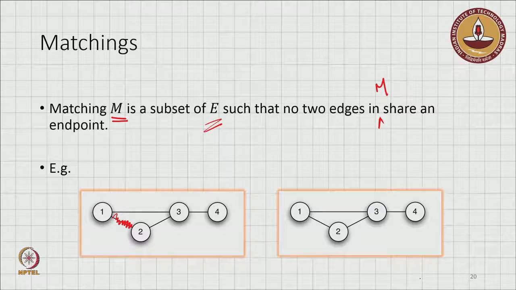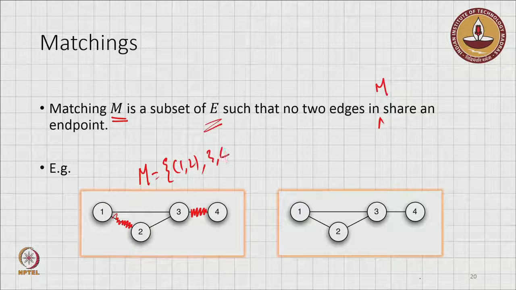So this edge and this edge. In this case, M is equal to {1,2} and {3,4}. If you think about it, why is this a matching? Well, it's a subset of the edges, and if you look at these two edges, they do not share an endpoint. The first edge has endpoints 1 and 2, the second edge has endpoints 3 and 4, and they don't share an endpoint, and so it's a matching.